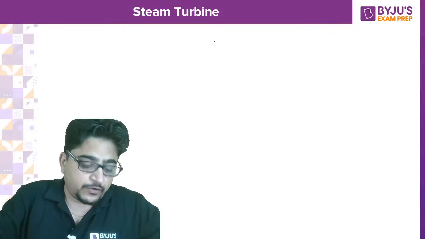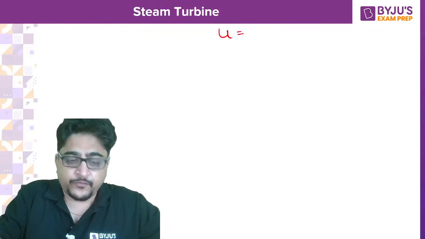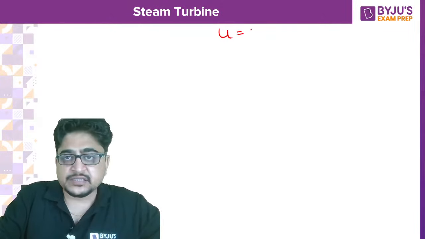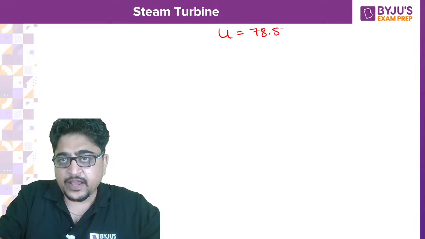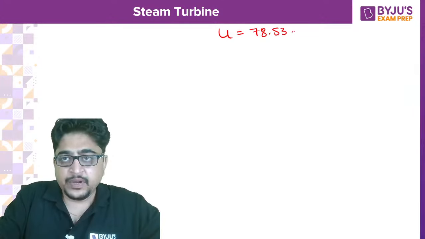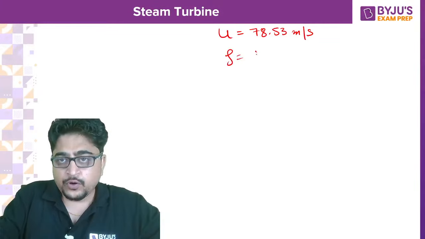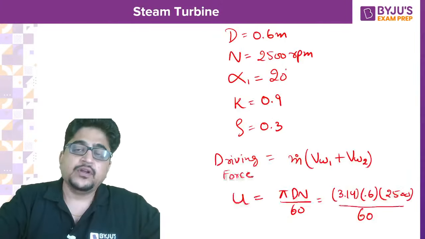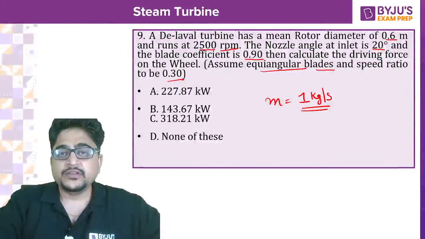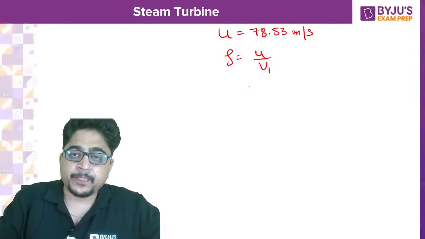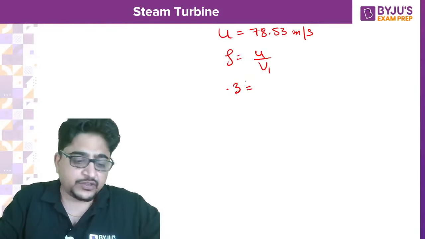So what is the value of U? U is coming as 78.53 meter per second. What is the value of rho? Rho is equal to U by V1. The value of rho is 0.3.